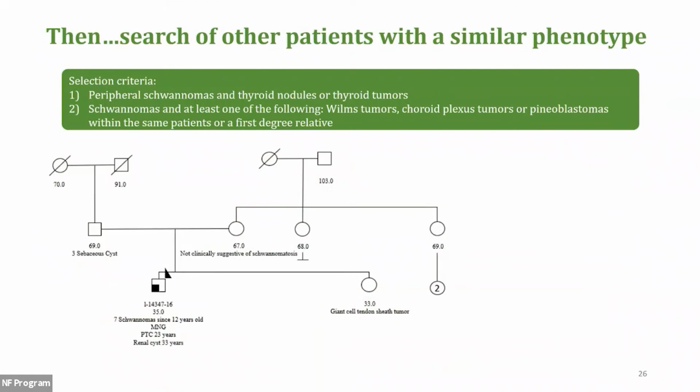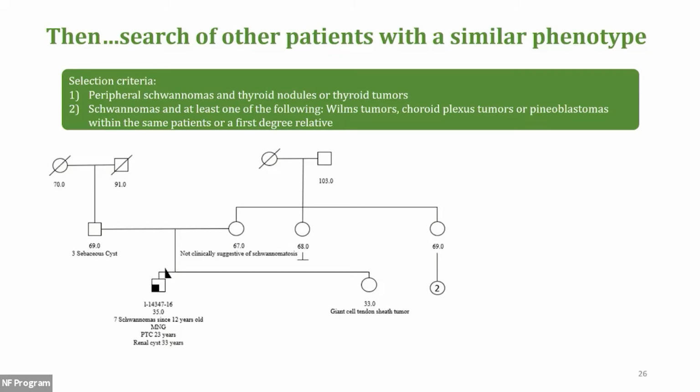Well, we then searched for other patients. Let's see if this is an actual syndrome. I looked into schwannomas, and I couldn't find any mutant in DGCR8, and thyroid nodules, and I couldn't find any. And then I said, hold on a minute, let's look for what we believe is actually the constellation of the phenotypes. So let's search for peripheral schwannomas and thyroid nodules or thyroid tumors within the same person. That was the most stringent criteria, or in a family member. And we ran into this family.